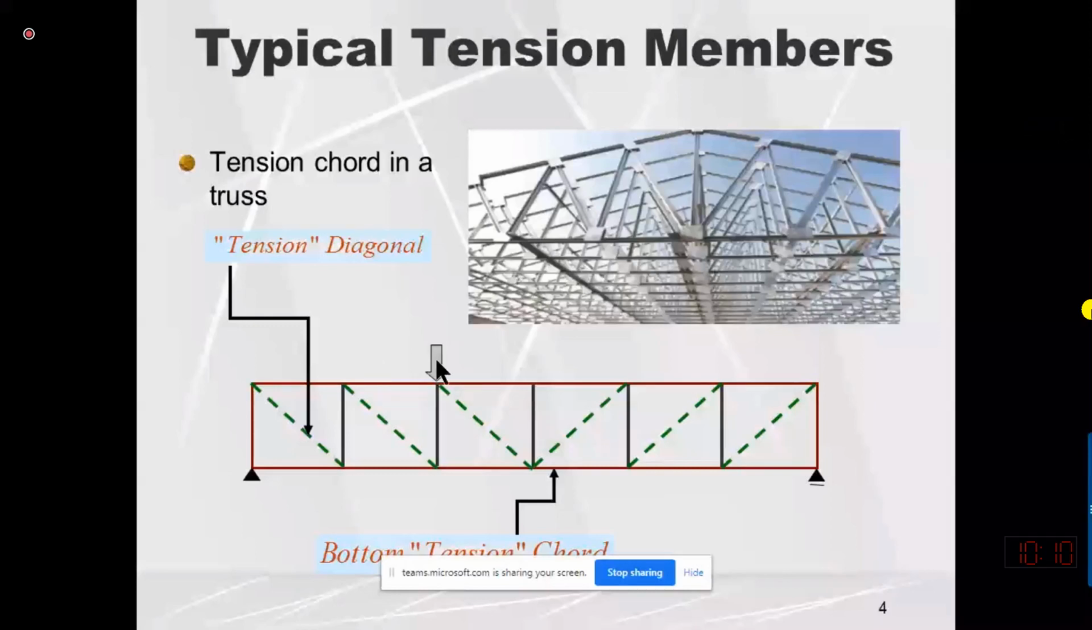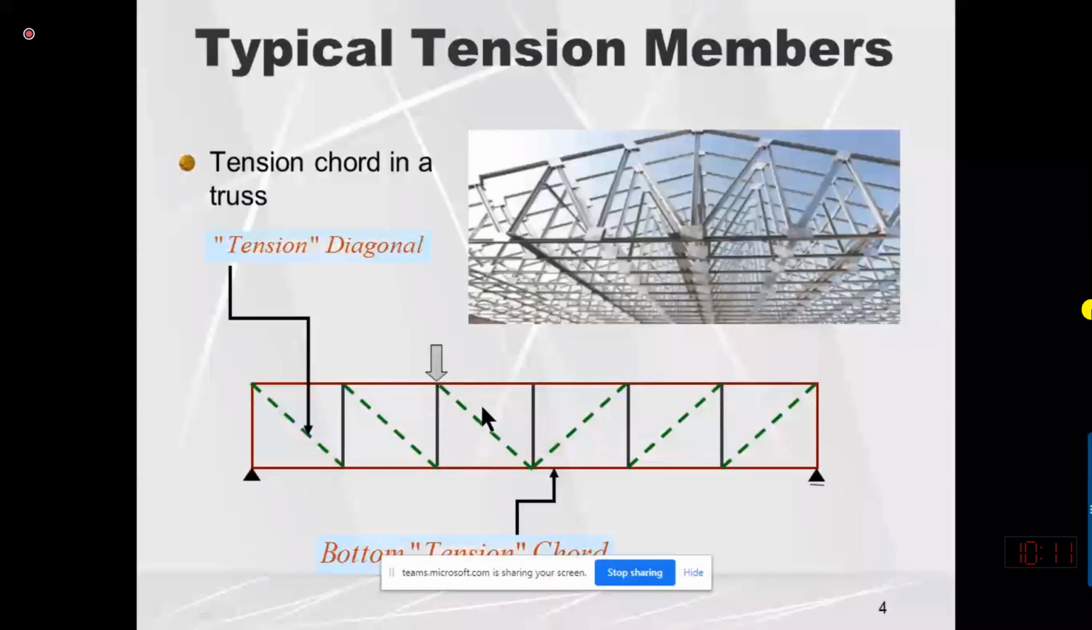So for example, here, this is a truss. In this truss, if the load is acting at this top joint or panel point, then due to this applied force, all vertical members will be in compression, the diagonal members will be in tension, and all the bottom chord members will also be in tension.